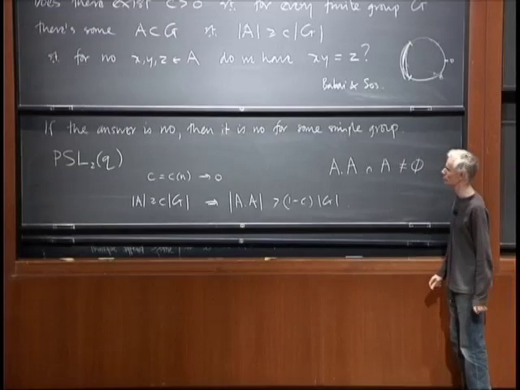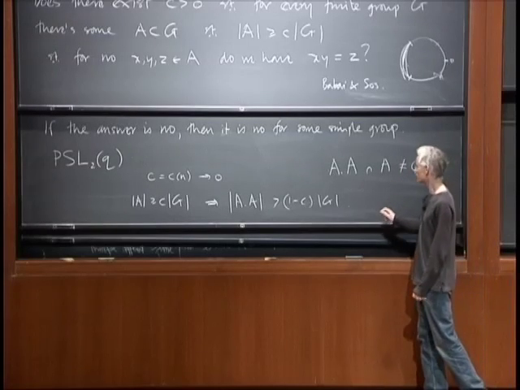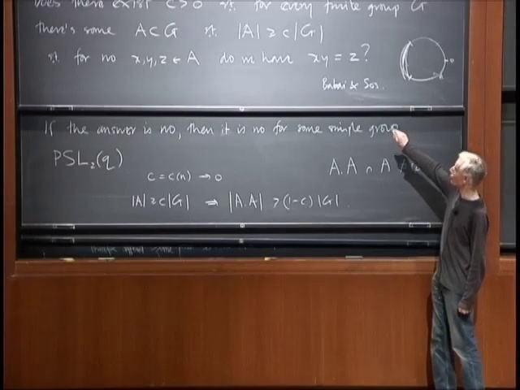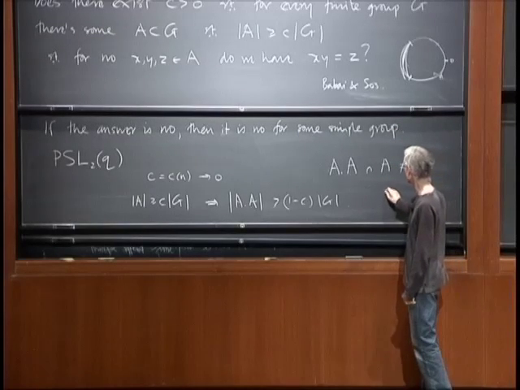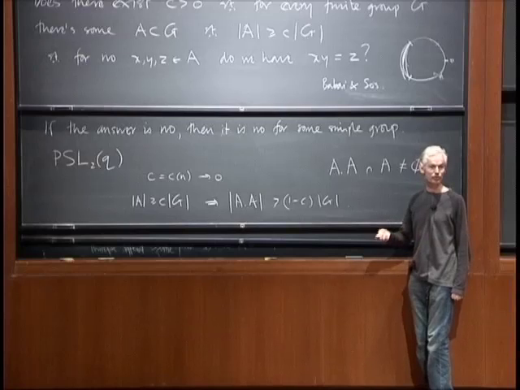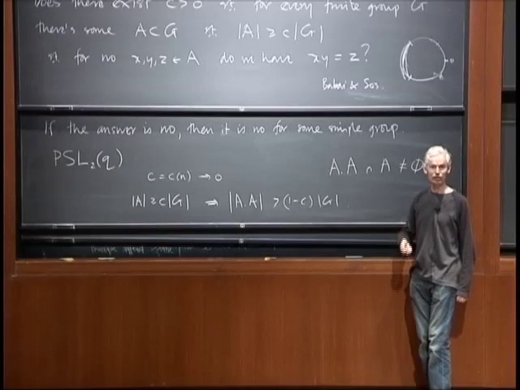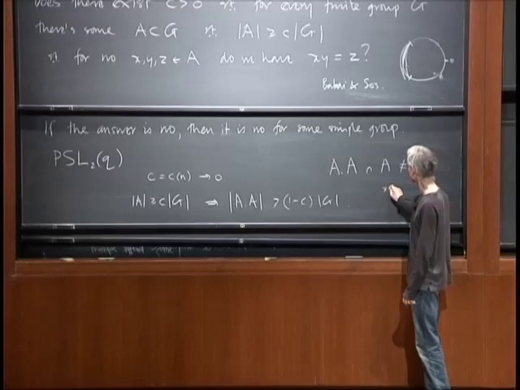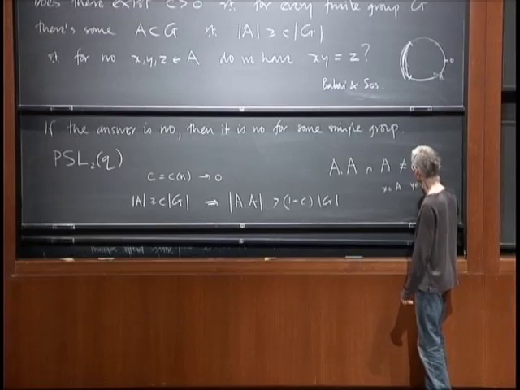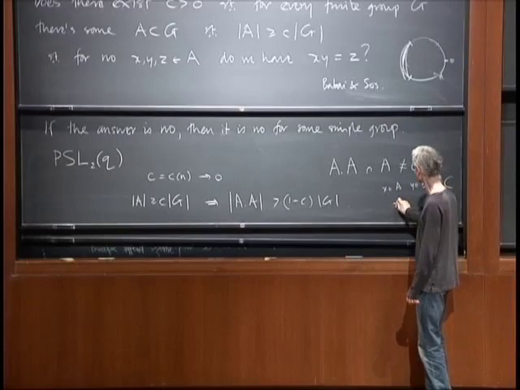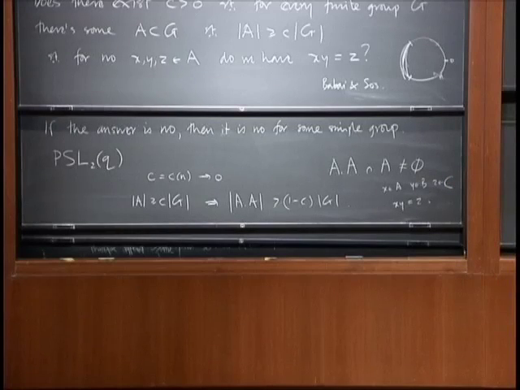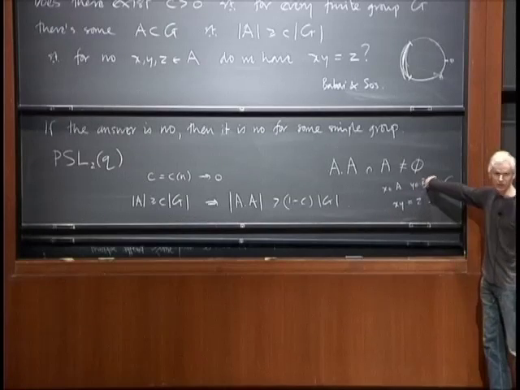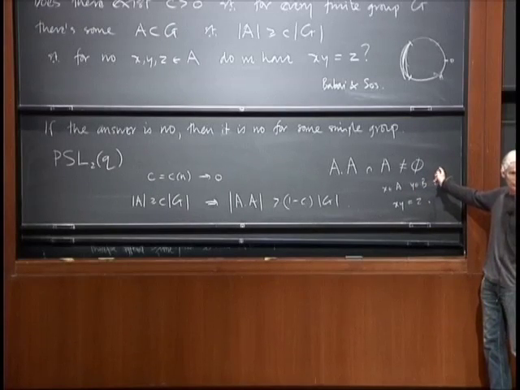So what I'm actually going to show is what you might call an off-diagonal version of this problem. It says that if A, B, and C are any reasonably large sets, then you can always find x in A, y in B, and z in C such that xy equals z. Or to put it another way, the product set of A and B is not disjoint from C.